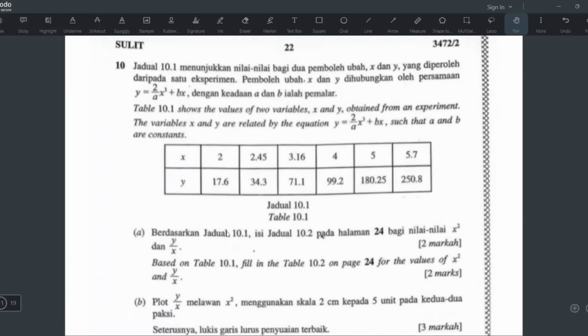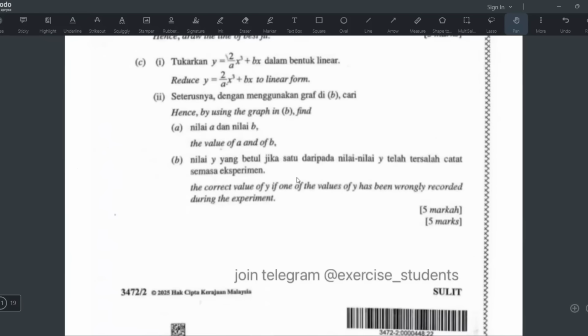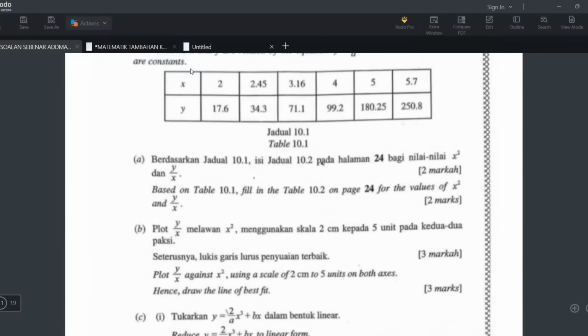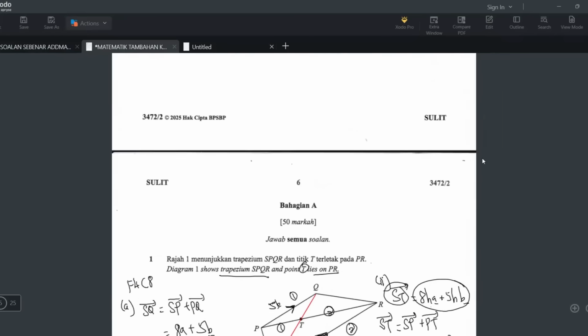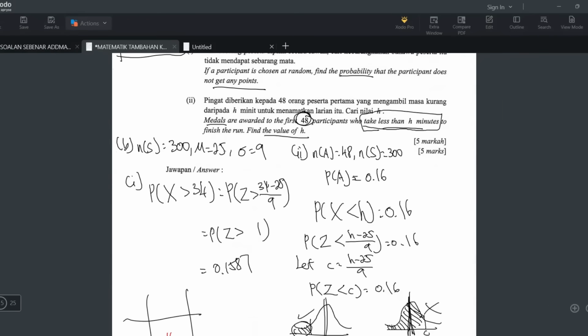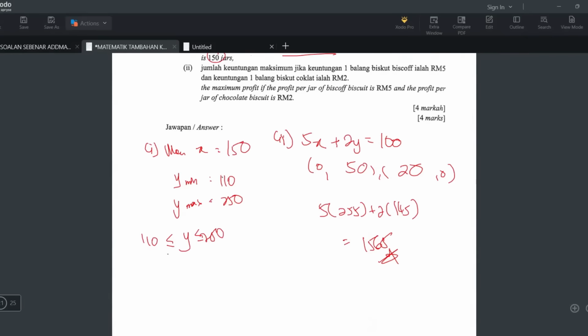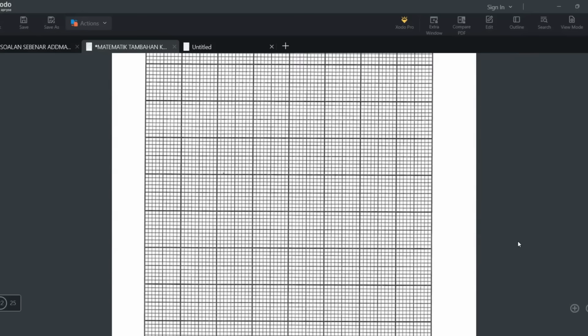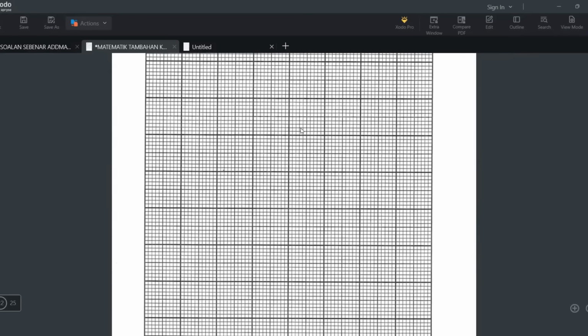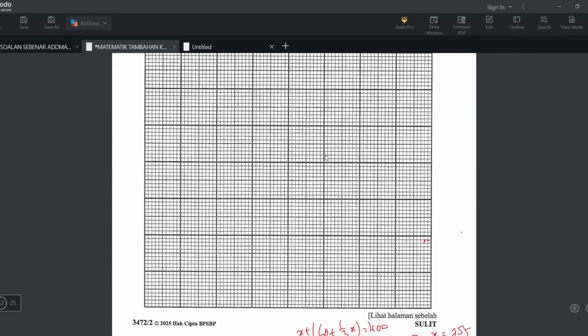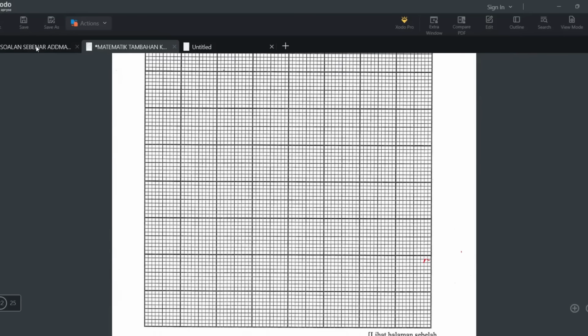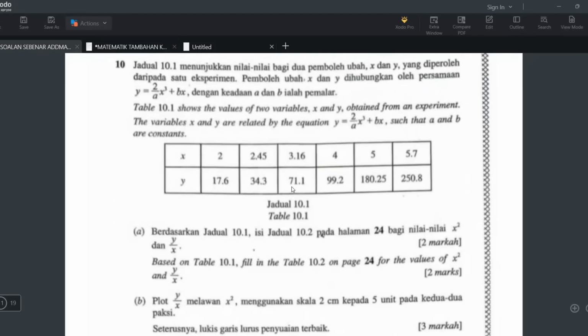Okay, number 10, this is a linear law question, so we need a graph paper for this. They never provide here. So I think I will use pinjam this graph paper. Yeah, I think I will do it here. This is actually from another state. Yeah, I just borrow the graph paper to draw the graph. Okay. All right, let's do this.